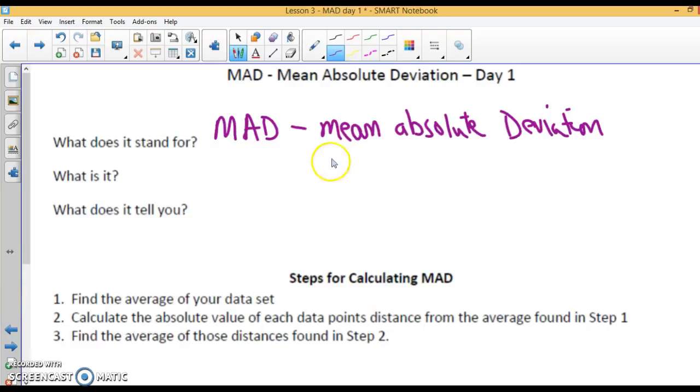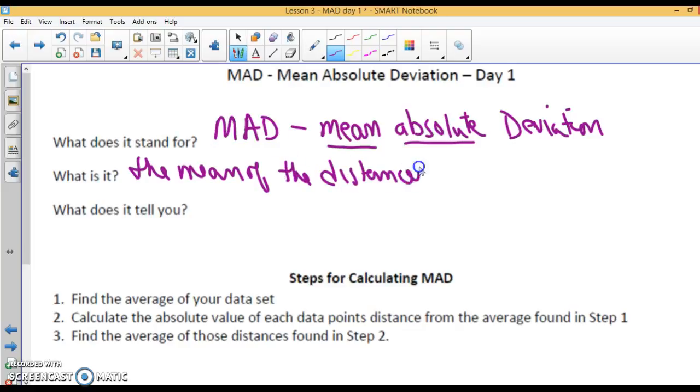Mean is average. Okay, so it's going to be an average. Absolute. Think about absolute value. Absolute value is always a positive number because it's the distance a number is from the origin of the number line. So it's always going to be a positive number. And deviation is how much it varies. What is it? It is the mean of the distances of each value from the original mean.